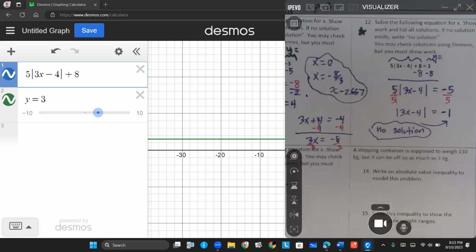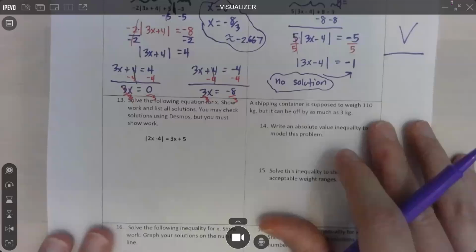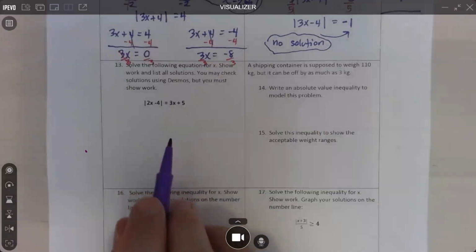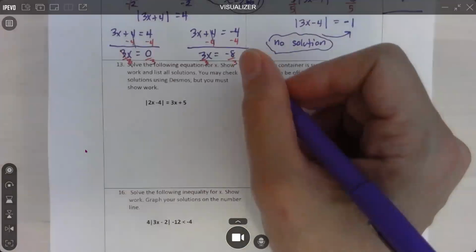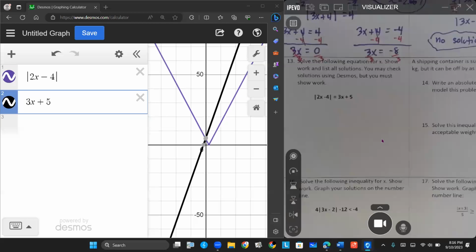All right, try number 13. Number 13 is going to be a little bit trickier because of the x over here. So what we're going to do is first make sure we can get the answer with our graph, actually. So I'll do it backwards, and then I'll show you by hand what you can do.